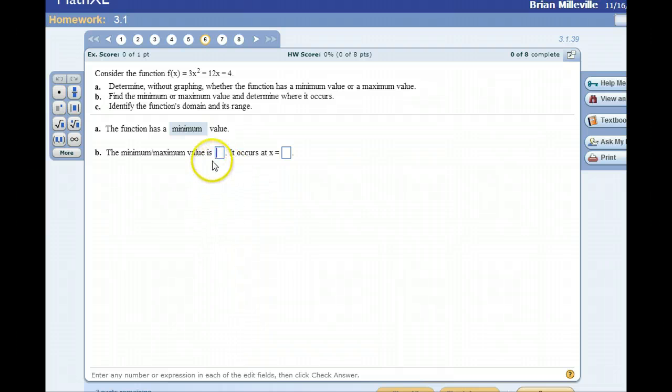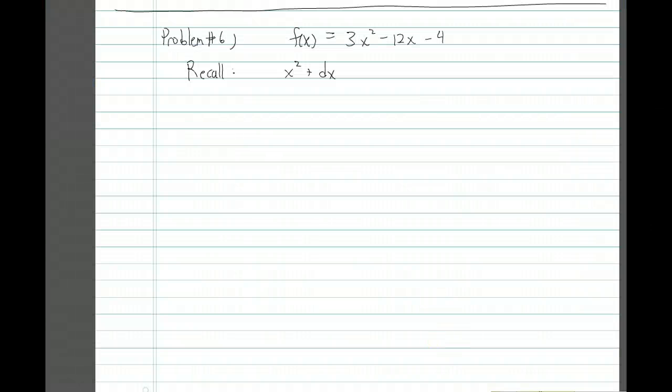Now we want to know what the minimum value is, and where that minimum value happens. Okay, so let's check that out. For that, I'm going to go over to the scrap paper here. Now for this, we have to remember to read off what the vertex is. We're going to have to put this in vertex form.